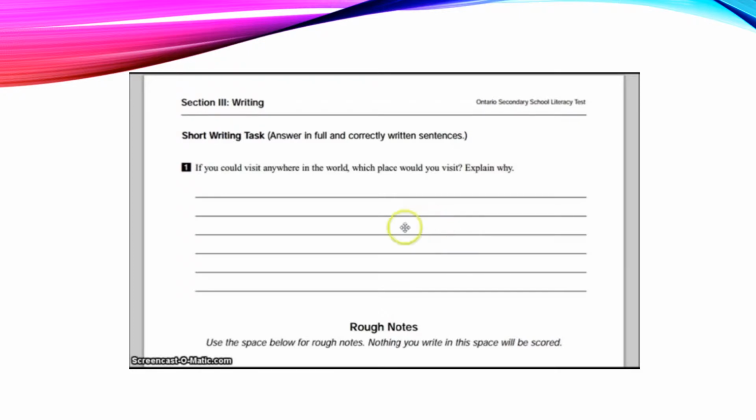So listen up. So the very first thing you should do when you see this question is, what do you think? That's right, read the question. So here we go, section 3. Okay, short writing task, answer in full and correctly written sentences. That's important. You cannot answer this question in point form, and you absolutely cannot answer it in just one word. You need to write sentences with a plural.